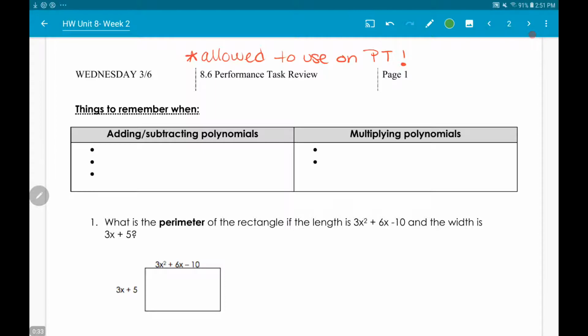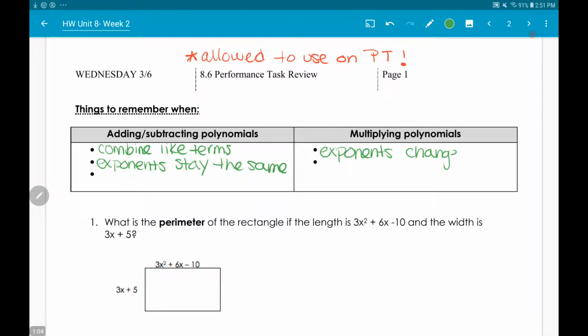So the first thing is when you're adding and subtracting polynomials, you're essentially combining like terms. But it's important to note that your exponents stay the same. When you're multiplying, your exponents change. Okay, and your exponents change by adding them.